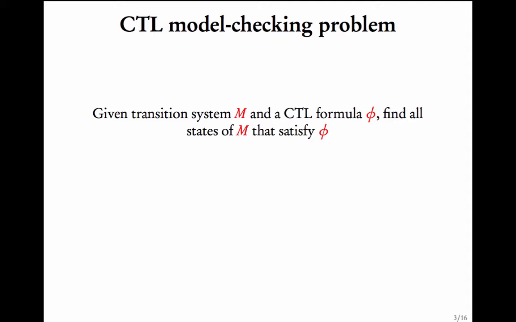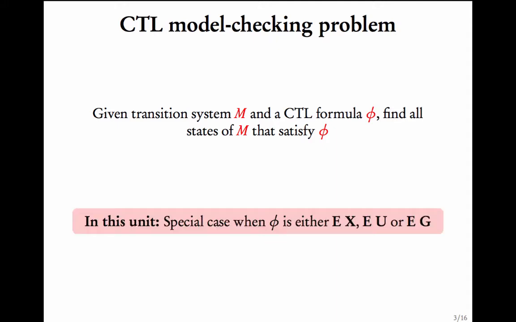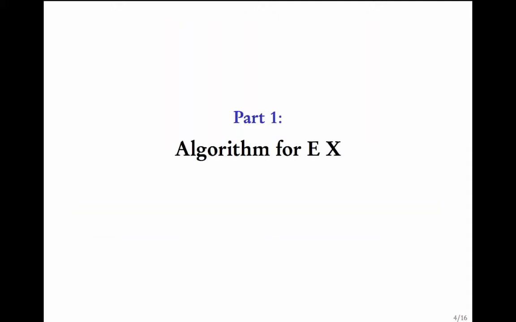So here is the CTL model checking problem. Given a transition system M and a CTL formula phi, find all states of M that satisfy the formula. This is the problem that we are interested in this unit. So in this module, we will look at the special case when phi is of the form EX phi 1, E of phi 1 until phi 2, or EG phi. Let's start with algorithms for EX phi.